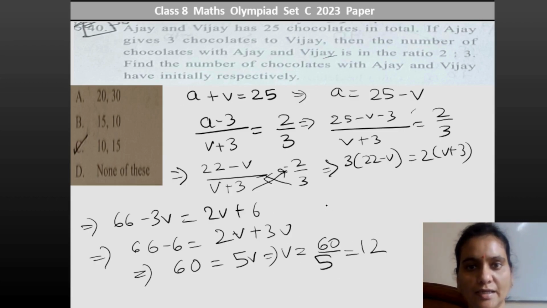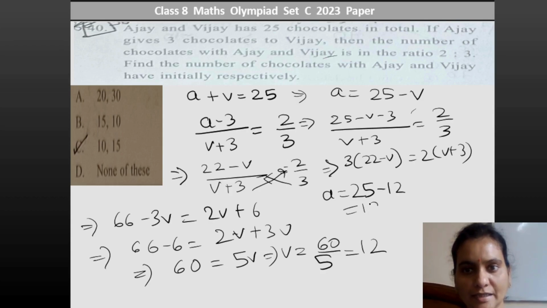So how much Ajay had we can find. 25 minus 12, that is 13. So the chocolates that Ajay had initially was 13 and Vijay had initially was 12. So option D, none of these, is the correct answer for question number 40.